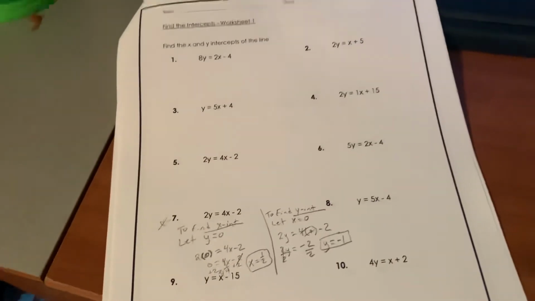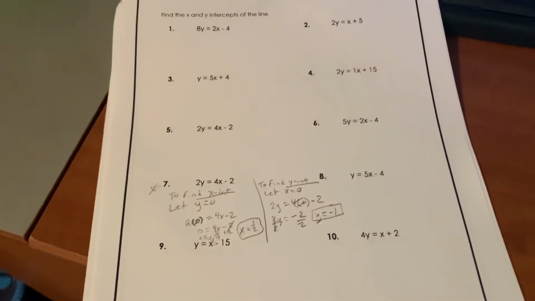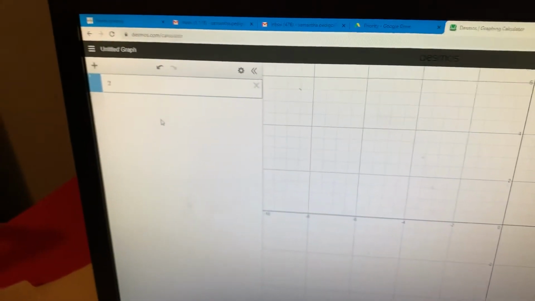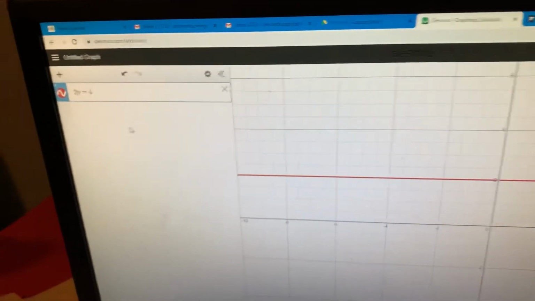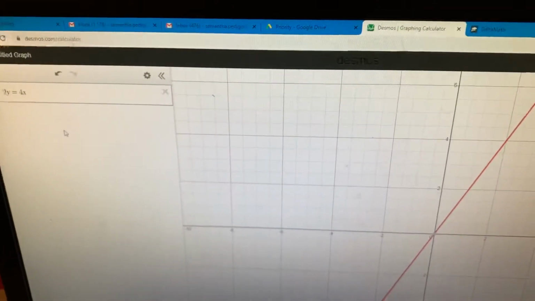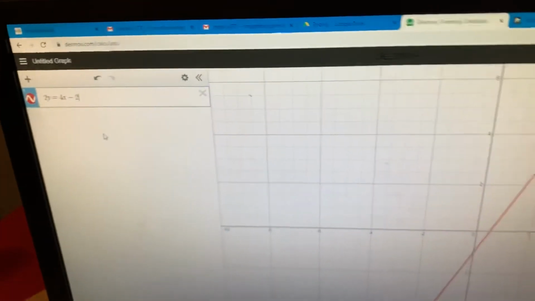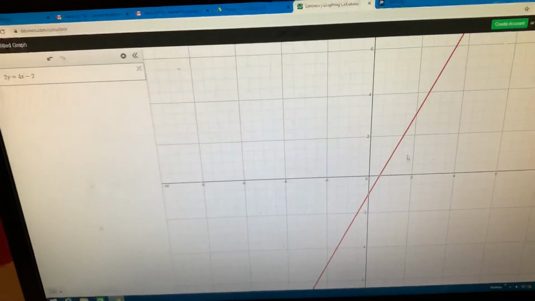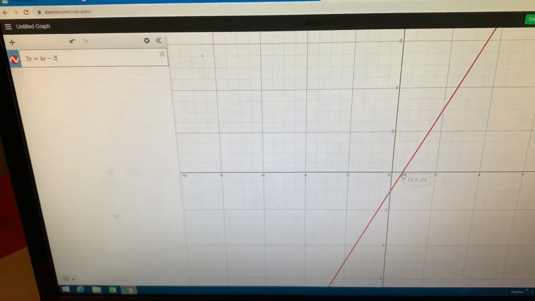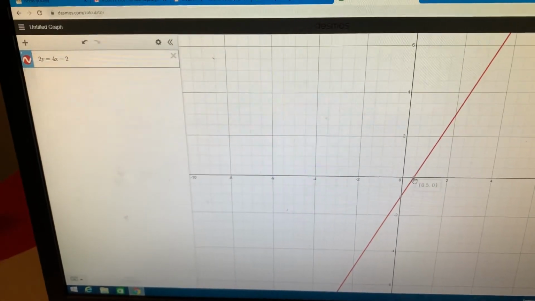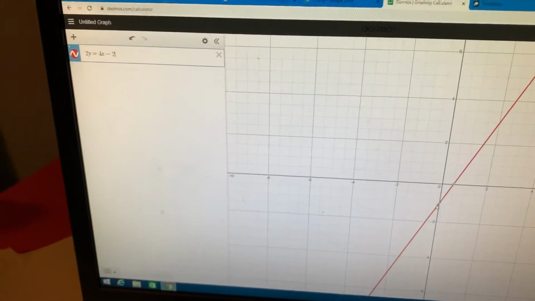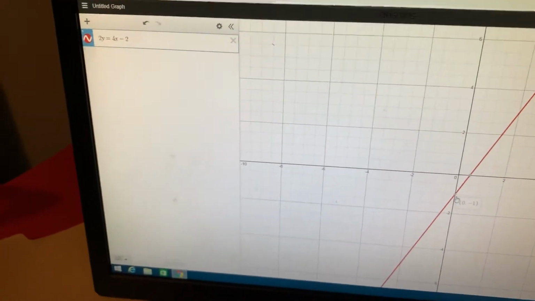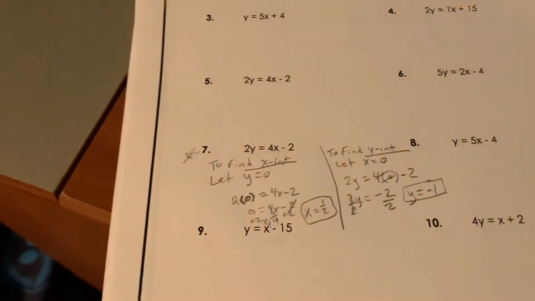Now, you can also use Desmos.com if you would like. So for that equation, I can come up here and type in 2y equals 4x minus 2. And once I type that in, I can just hover, and it tells me that it touches the x-axis at 0.5. 0.5 is the same thing as 1/2, and it touches the y-axis at negative 1, which are exactly the same answers that we got. So there's two options.